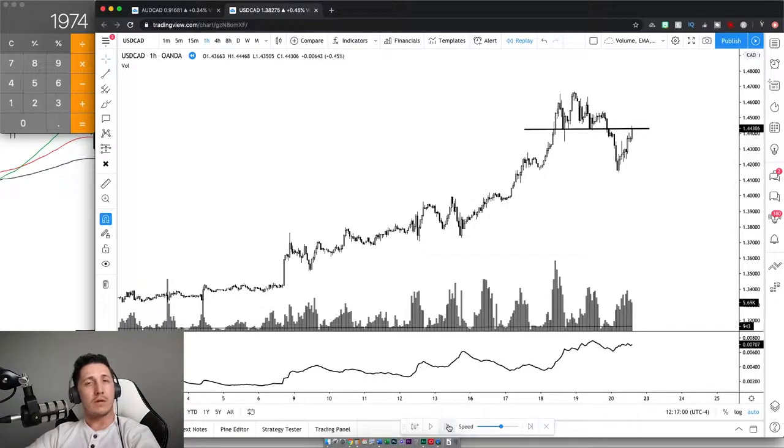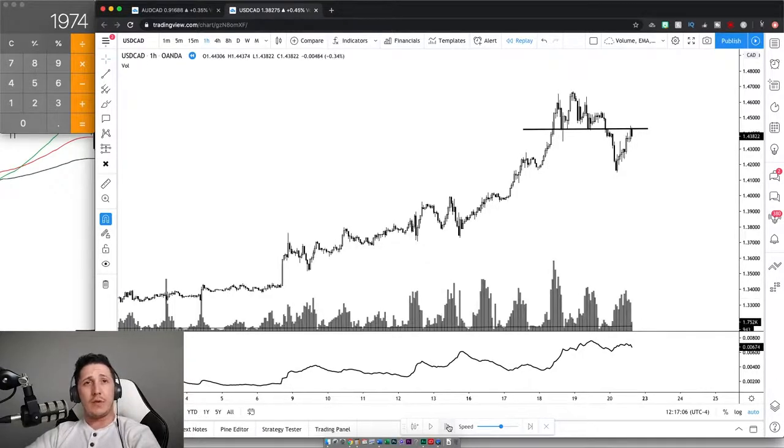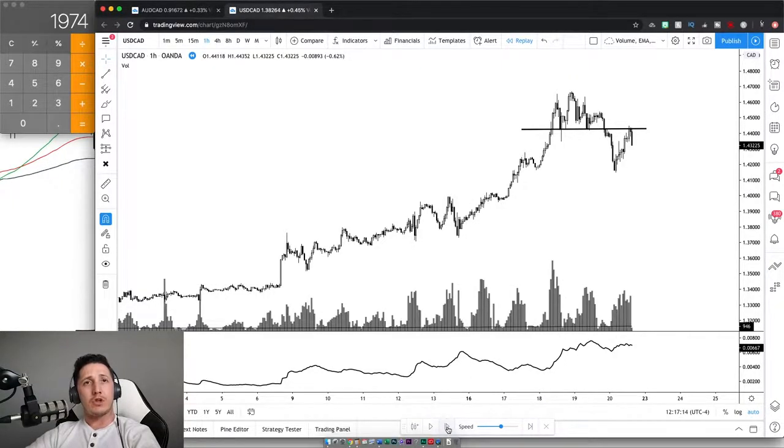Didn't quite get our neck. There it is. All right. So it did hit our neckline. Do we get a rejection? So, not quite. I wouldn't enter on that one. That's not enough confirmation. That is enough confirmation right there for me to enter again.